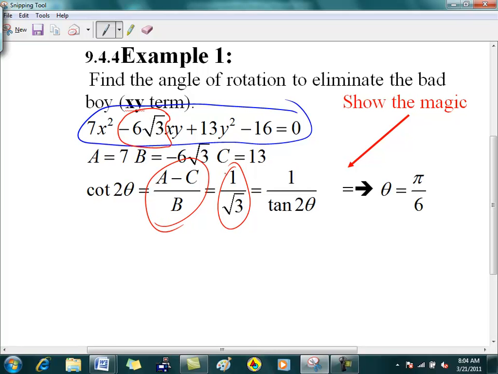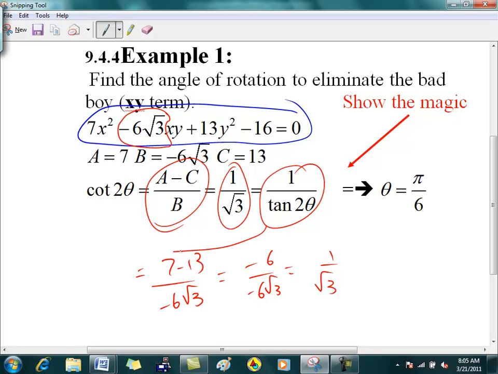Is everybody okay on that? A minus C is 6. B is negative 6 over, A minus C is negative 6. Maybe I should really work this out. So this becomes 7 minus 13 over negative 6 root 3, which is negative 6 over negative 6 root 3, which is 1 over root 3. Now, does everybody understand that cotangent 2 theta is the same as 1 over tangent 2 theta? Cotangent is a reciprocal of tangent.